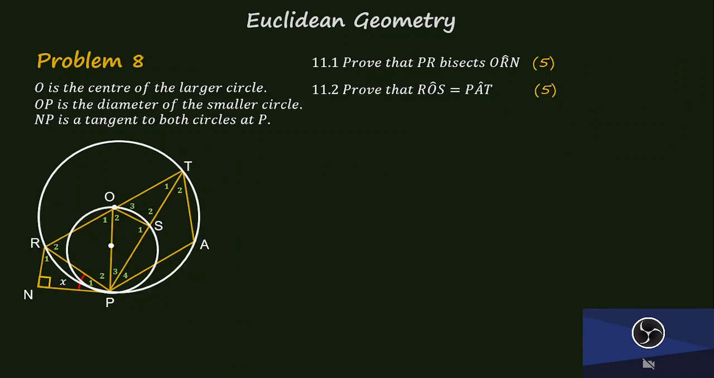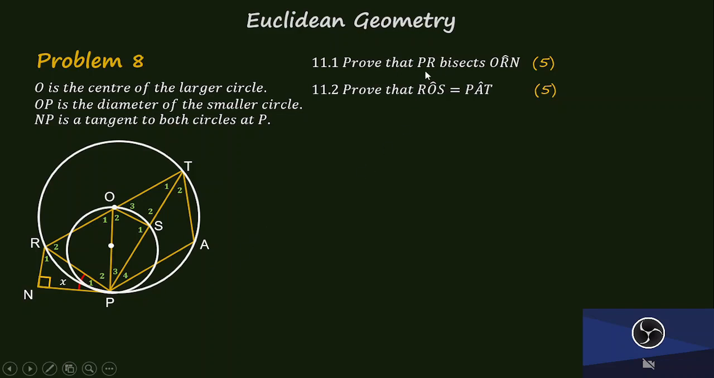Let's look at the last problem. In this last problem, we are told that O is the center of the larger circle. OP is the diameter of the smaller circle. And then NP is the tangent to both circles at P.